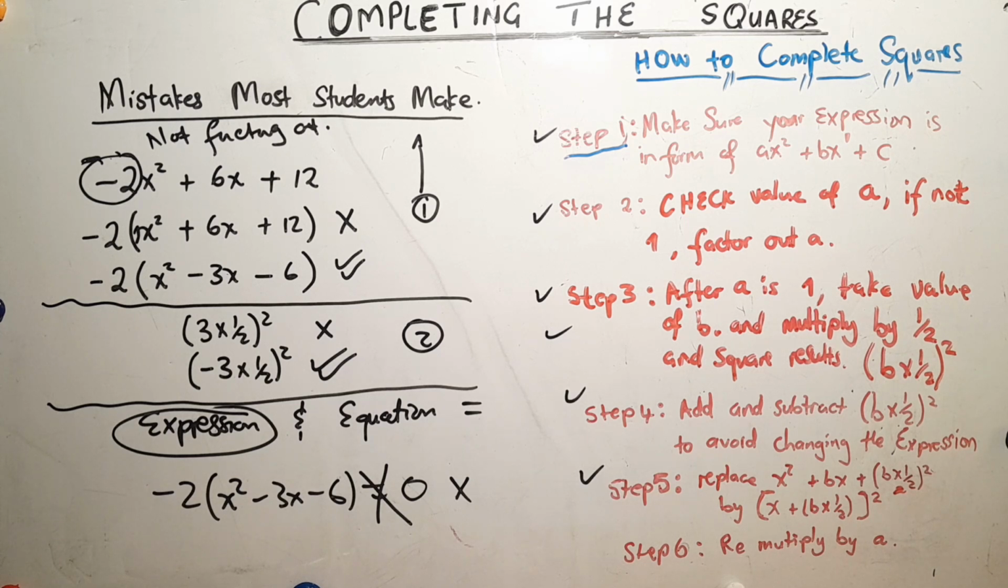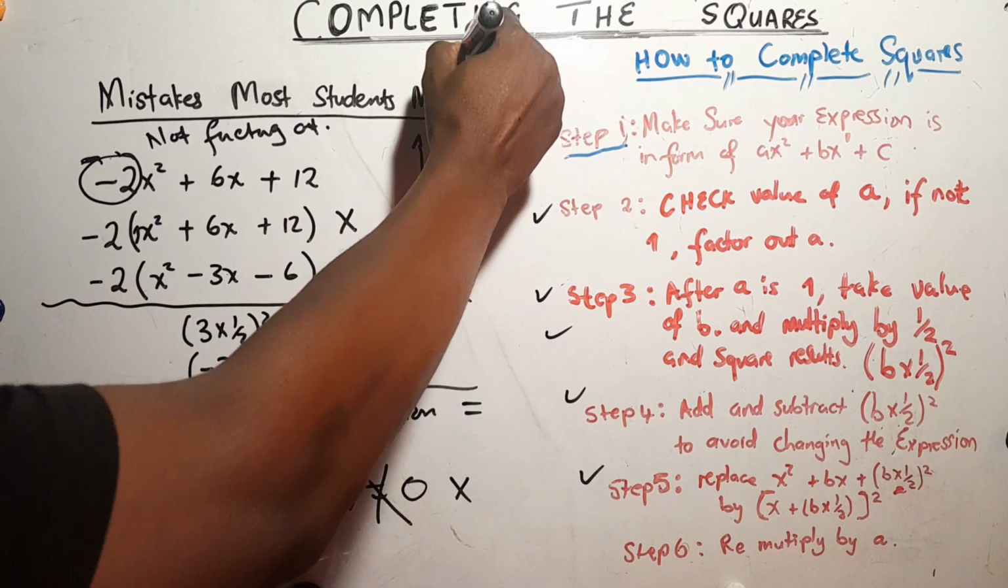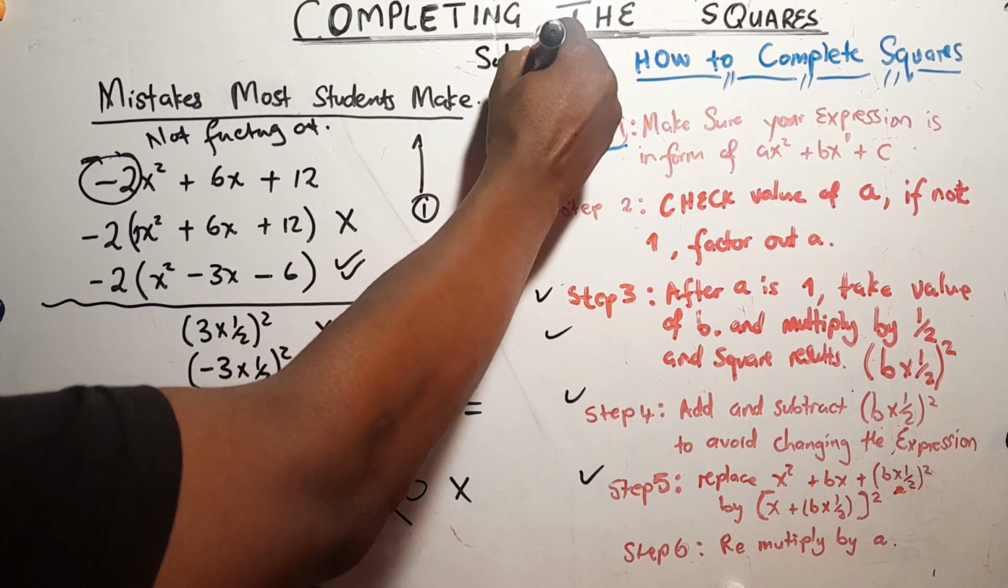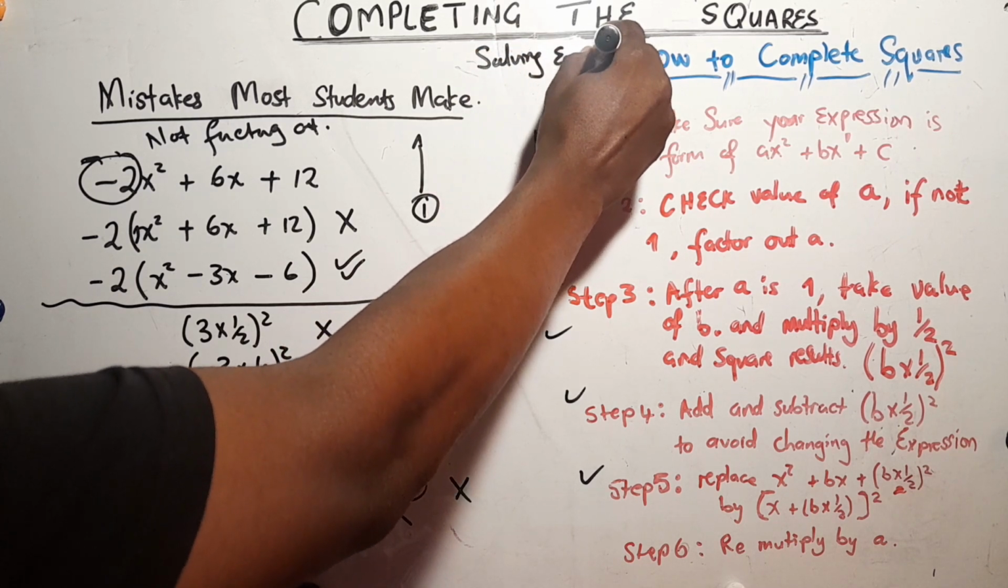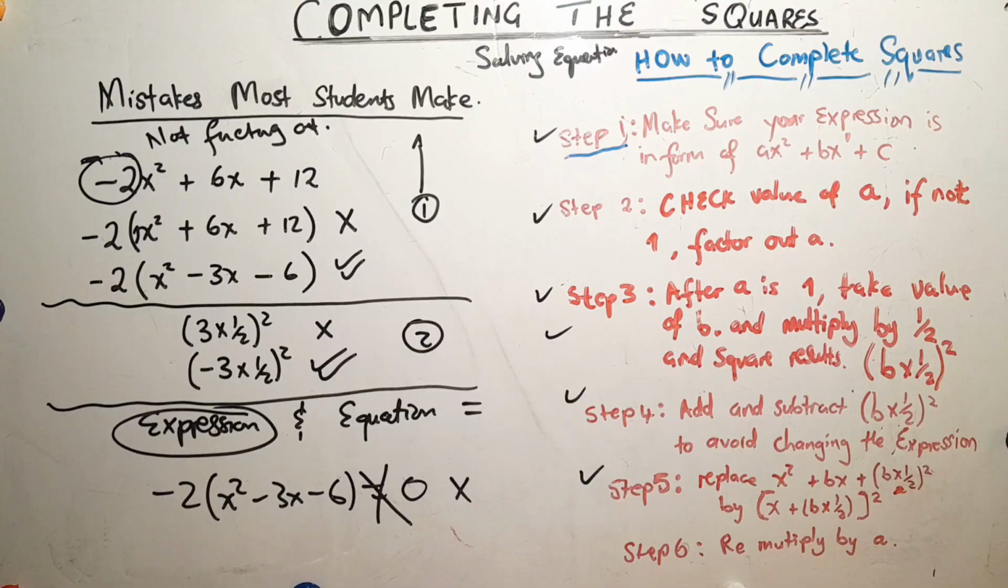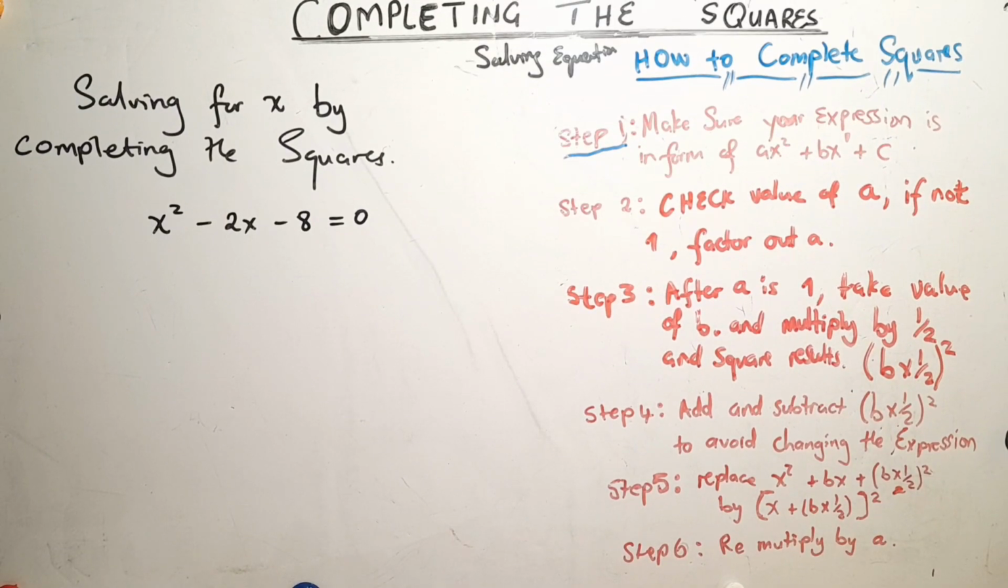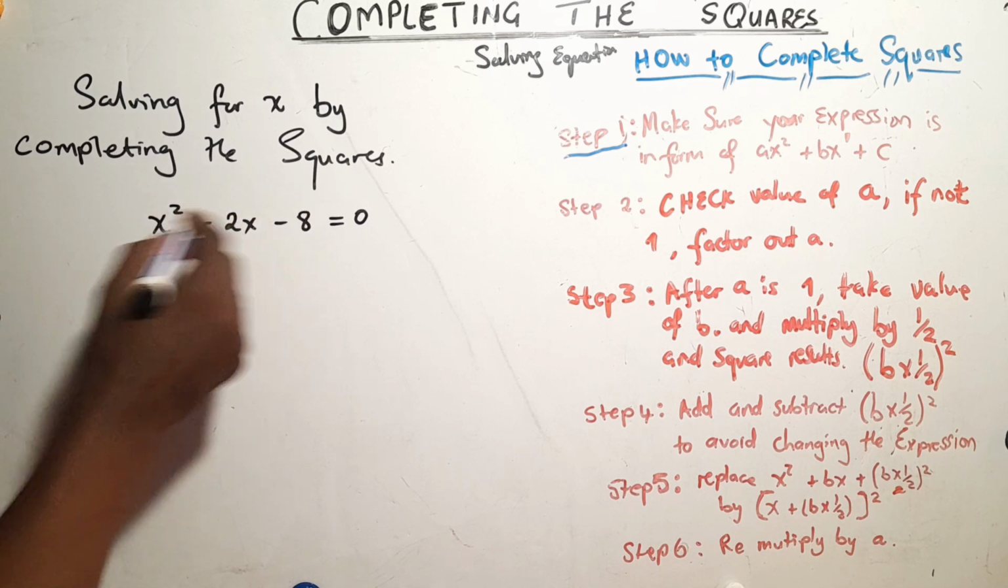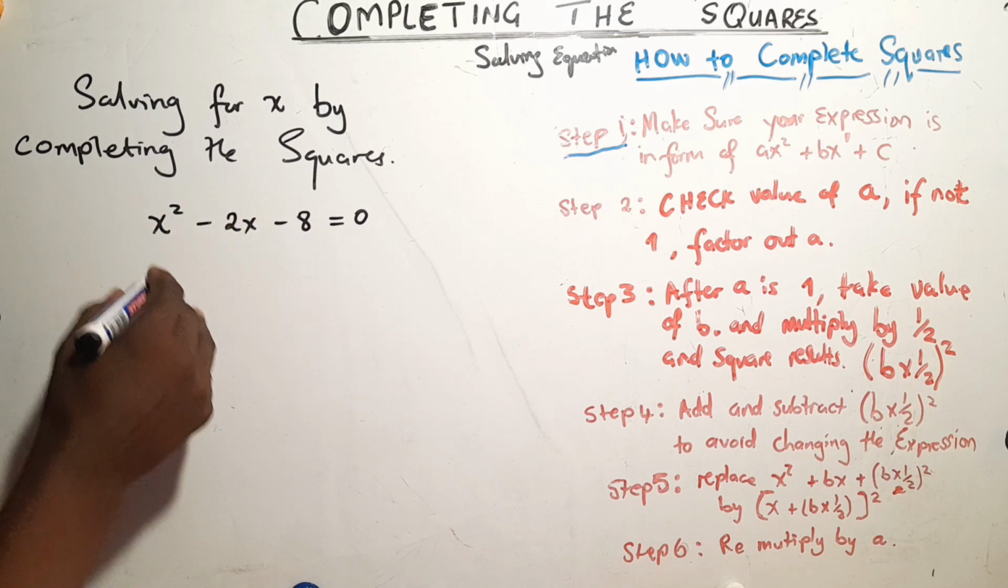Now, since I've talked about these mistakes, let's go to the other uses of completing the square, which is solving equations. So let's get to solving the equation now. Let's solve for x by completing the square. We know that we can factorize this, but now we want to complete the square, in case you don't know the factors, and also for when you cannot factorize. So we start by checking the value of a, which is 1.